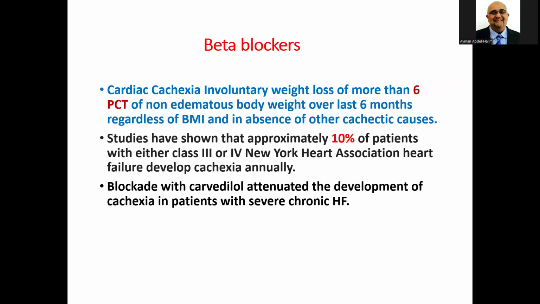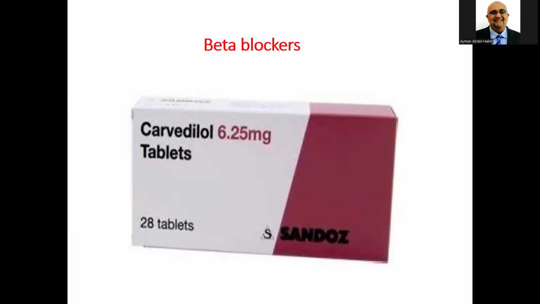Beta blockers have been shown to be useful in cardiac cachexia. Cardiac cachexia is involuntary weight loss of more than 6% of non-edematous body weight over the last 6 months. I want to say that this definition is specific for cardiac cachexia. The rest of cachexias are defined like we talked about at the beginning of the presentation, using the Evans or Fearon or SCREEN criteria. Beta blockers help in these situations. One of these drugs is carvedilol.